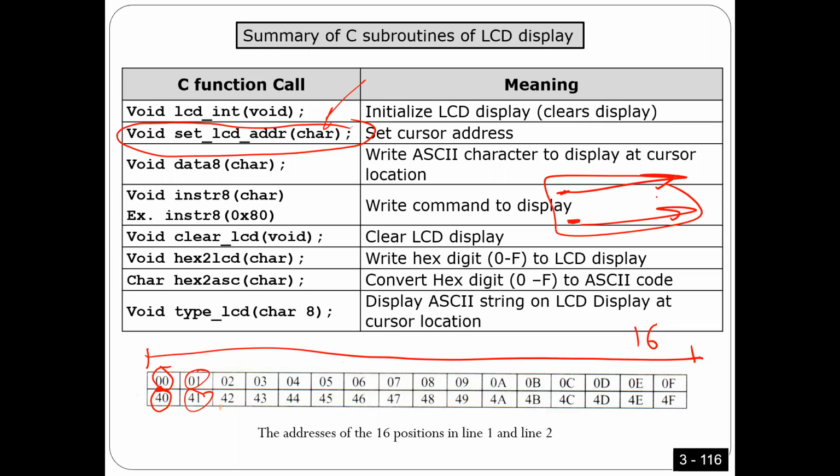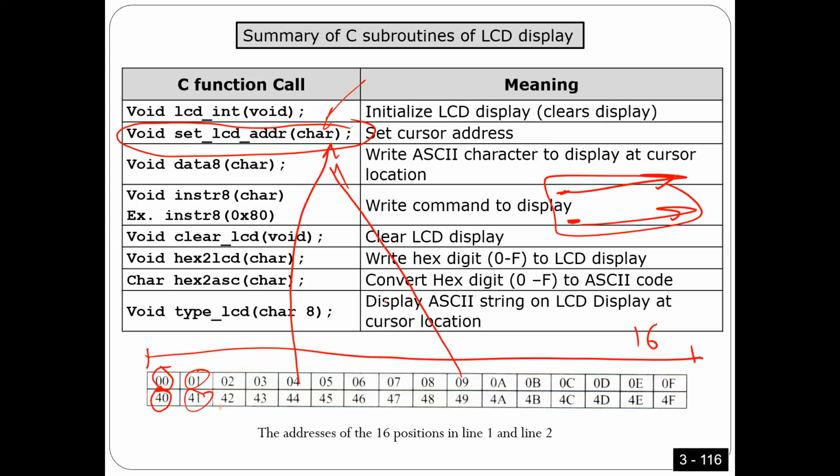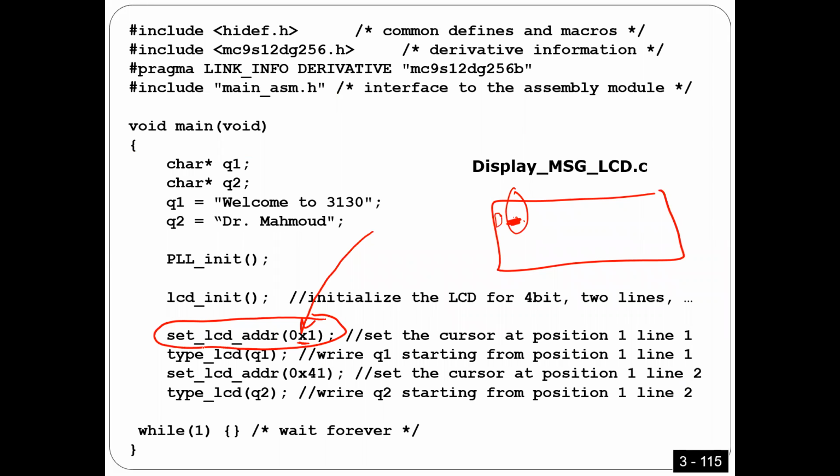So you can put the cursor anywhere. Just call this function and then you have to send the address here. If you want to put it here, wherever you want to put it. Here, with this function, I'm going to put the cursor here so that I'm going to start writing from here. This is not the first location. I want to start writing from the second location, 01, because 01 here is the second location. That's what I want to do.